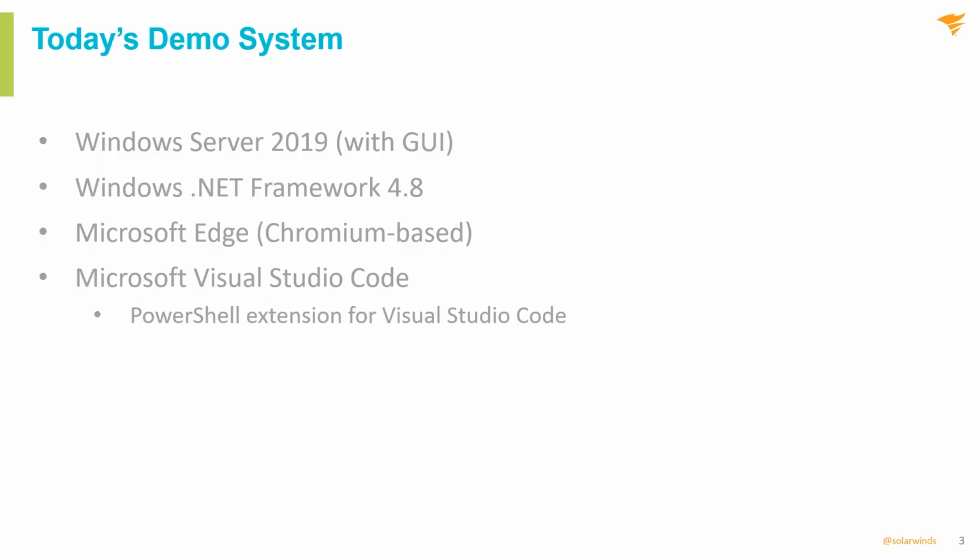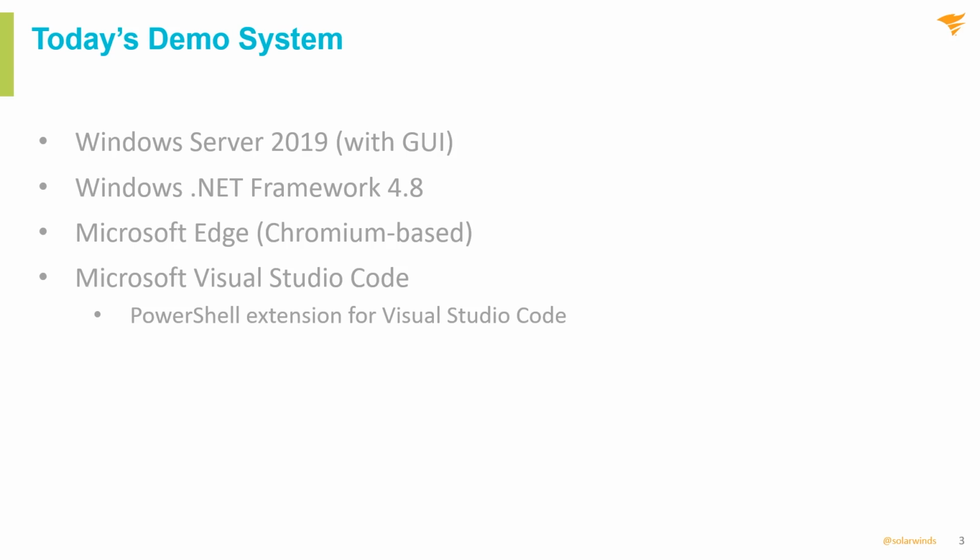So today's demo system is going to be Windows Server 2019. That's with a GUI. It is running .NET Framework 4.8. I have the Chromium Microsoft Edge installed. That's just for downloading bits. You can use whatever you like. And I'm actually using Visual Studio Code from Microsoft as well, plus the PowerShell extension. And I'll go more into what that looks like in a minute.